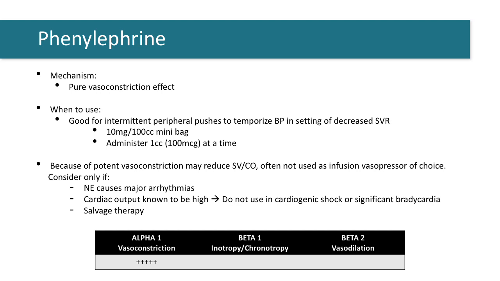Because it's a potent vasoconstrictor, it may potentially reduce your stroke volume or your cardiac output. It is often not used as an infusion vasopressor of choice. You should only consider it when norepinephrine causes major arrhythmias, your cardiac output is known to be very high, or this is a salvage therapy.